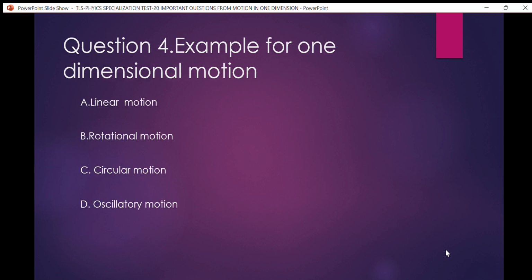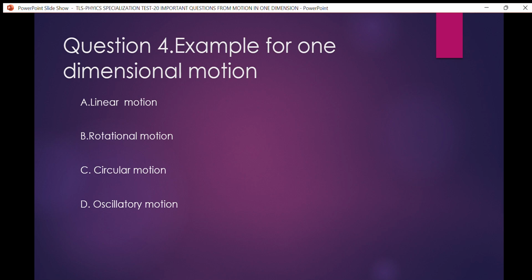Alright, so we will go to question number 4. Example for one-dimensional motion. So basically you can classify motion into three types: one-dimensional, two-dimensional, and three-dimensional. In one-dimensional motion, out of 3, only one coordinate will change with respect to time. In 2-dimensional motion, 2 coordinates will change with respect to time, and in 3-dimensional, all the 3 coordinates will change. So example for 1-dimensional motion is option A, linear motion. You know that in linear motion only one coordinate will change. It can be along x-axis, y-axis, or z-axis.